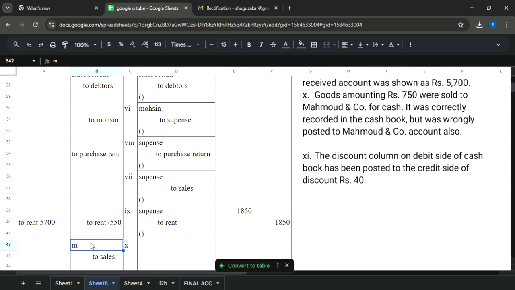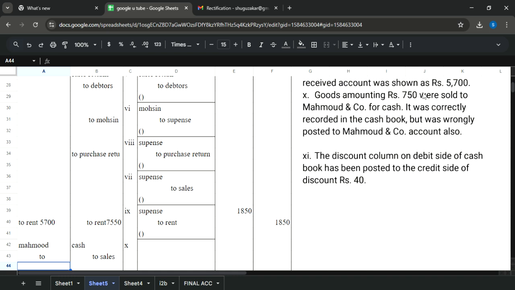It means it was not credit transaction. We were supposed to write cash. It was correctly recorded in cash book. That means cash is okay. So what mistake? But was wrongly posted to Mahmood account as well. And by mistake you have written Mahmood as well. So now this mistake was present in debit side.